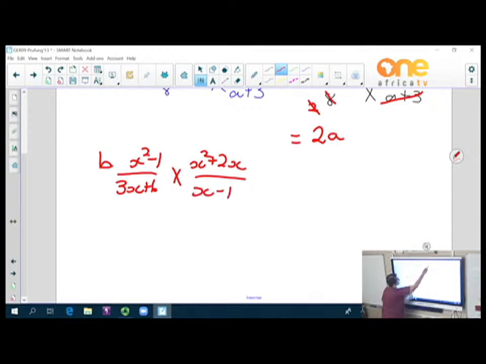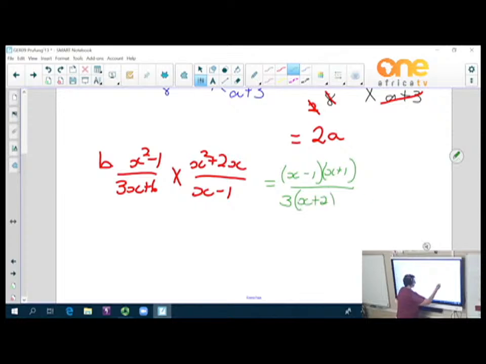I need to factorize first. This is what we've been doing now all the time. We factorize. This is the difference between squares, which means it is x minus 1, x plus 1. This is the highest common factor, so I can take out 3, and then there remains x plus 2. Now we multiply here. This is again the highest common factor, x plus 2 over x minus 1.